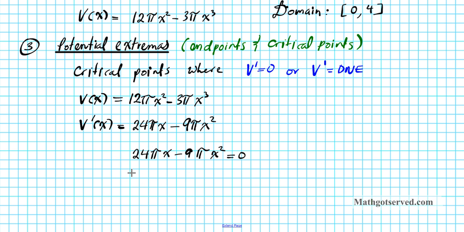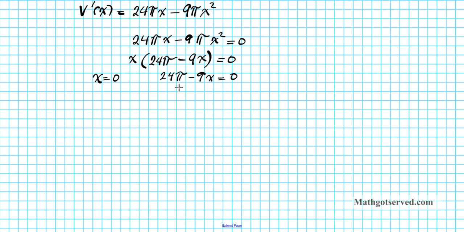Let's factor out, I'm going to be lazy here, I'll just factor out x, even though that's not the GCF. So factor out x, and then you're going to be left with 24 pi minus 9x equals 0. Now we're going to use the zero product property: set x equal to 0, or the other one, 24 pi minus 9x equals 0. This one is going to be x equals 24 over 9, right? Oh snap, here's a pi here.